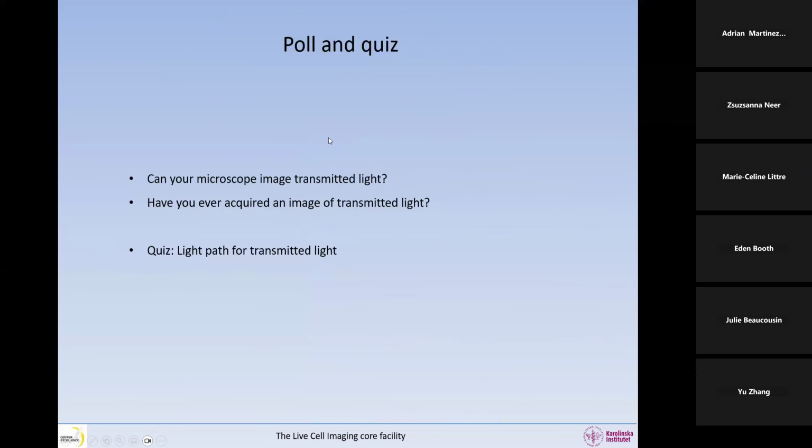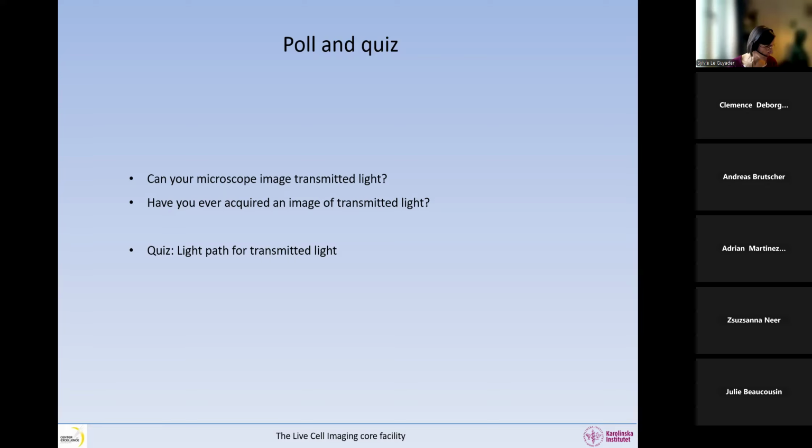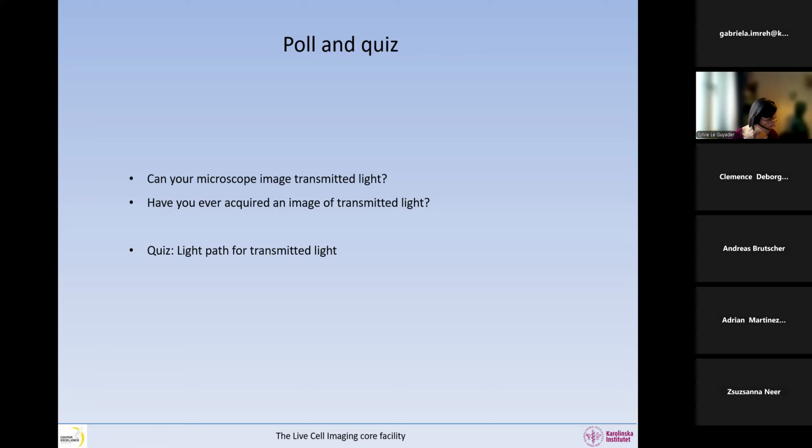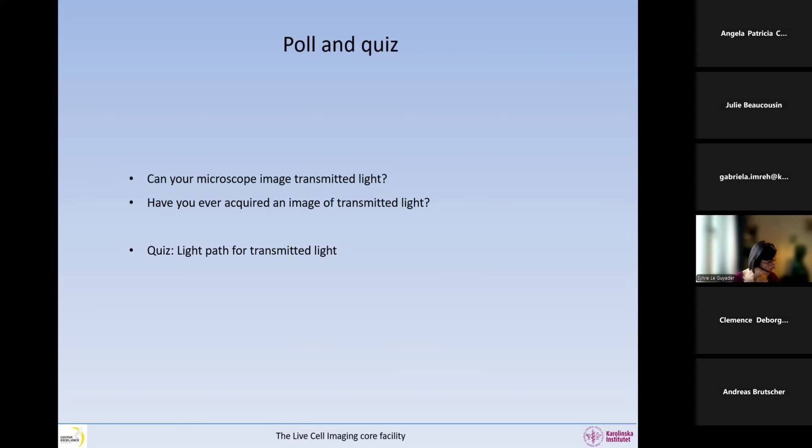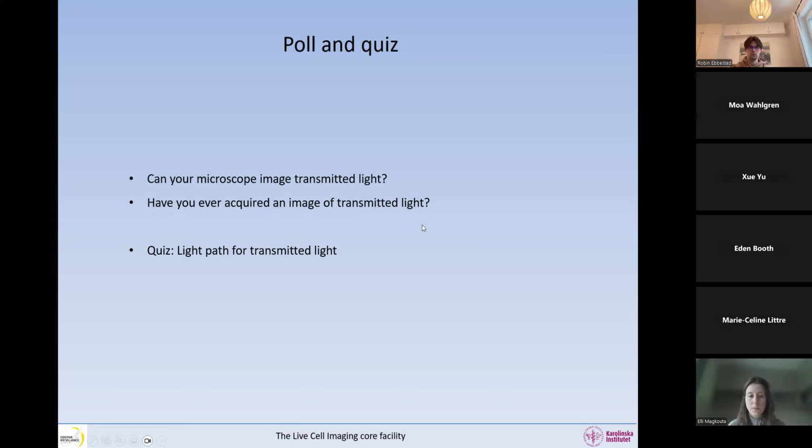Okay, so let's have a little poll now. I would like you to raise your hand if your microscope can acquire transmitted light images. Okay, right. So we have a couple of people who maybe do not know. It's possible as well that you've never acquired a transmitted light image and you do not know. But after this course, you will know because you will have to acquire a transmitted light image with your microscope.